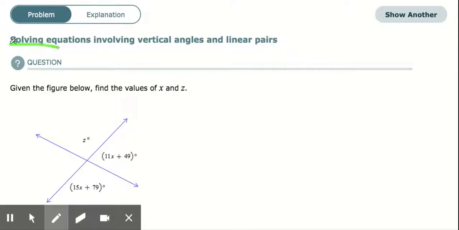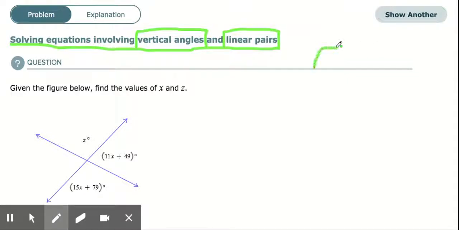This video is going to be on solving equations involving vertical angles and linear pairs. Now, there's a couple of things that we need to know. We need to know about vertical angles, linear pairs, and in order to understand those things, I think it's also helpful to understand a circle. So if you have a circle, there is a total of 360 degrees. That's why when someone does a full spin or one whole rotation, they call it a 360.